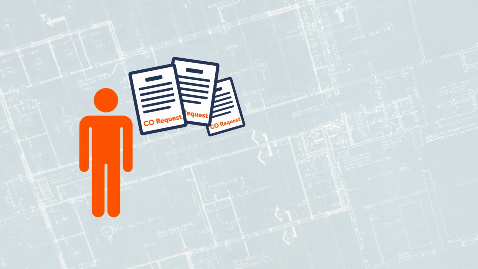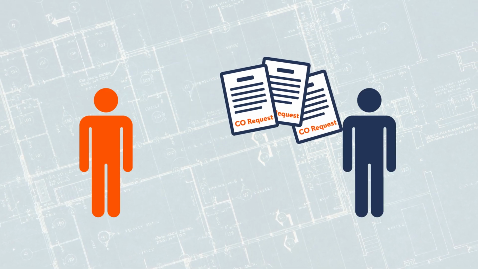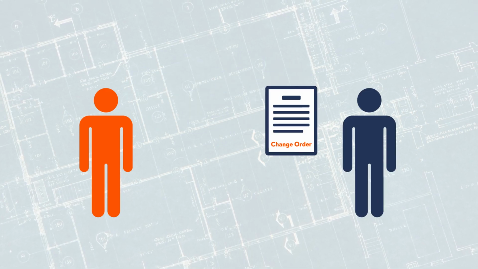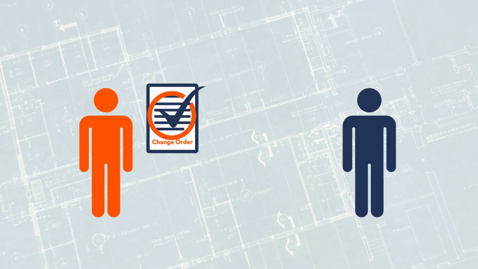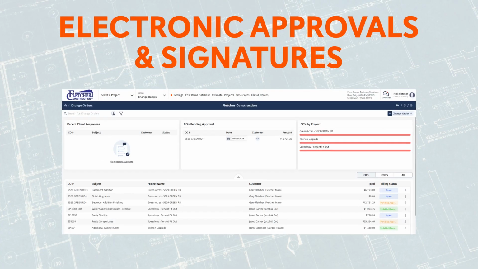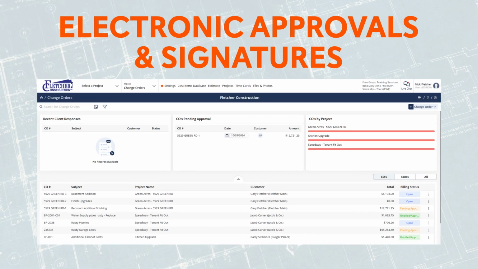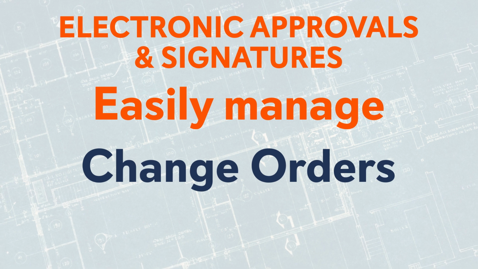And with our client portal, your client can initiate a change order request, which is then forwarded to you for review. Once submitted, your clients can use the client portal or just click the link in the email that they receive to approve the change order. With our electronic approvals and signatures feature, you can easily manage your electronic change orders and CO requests.